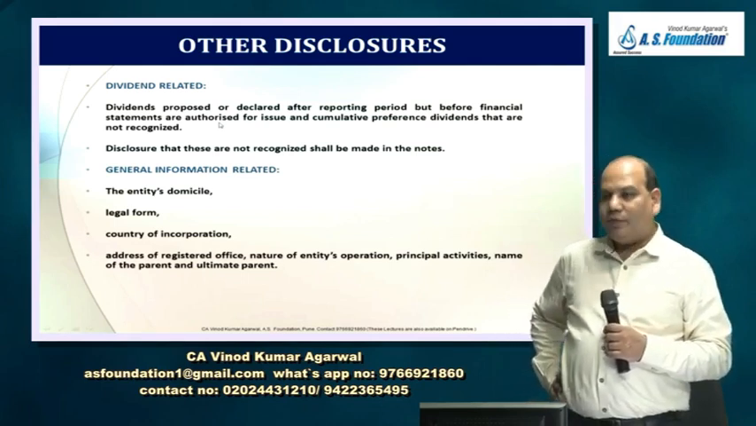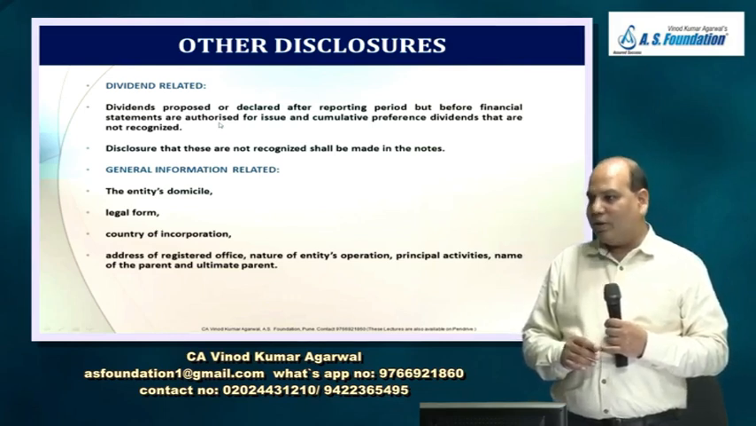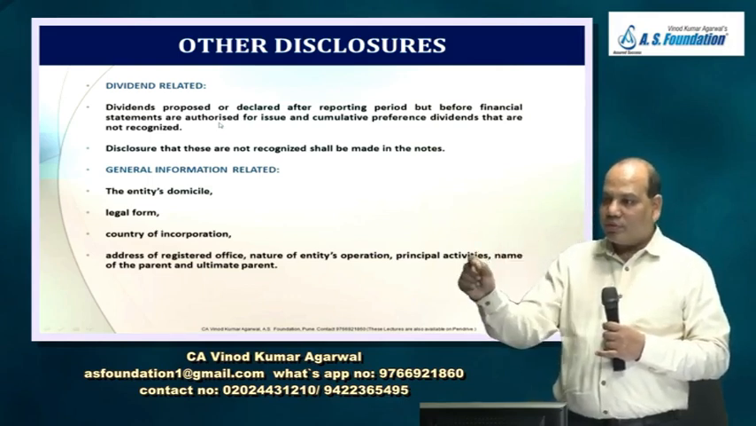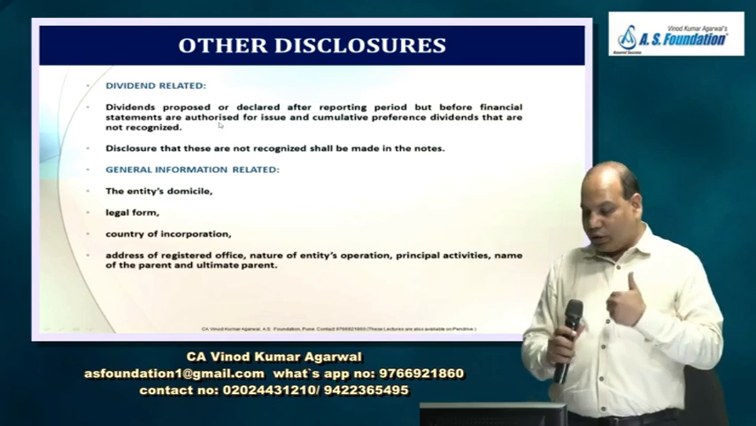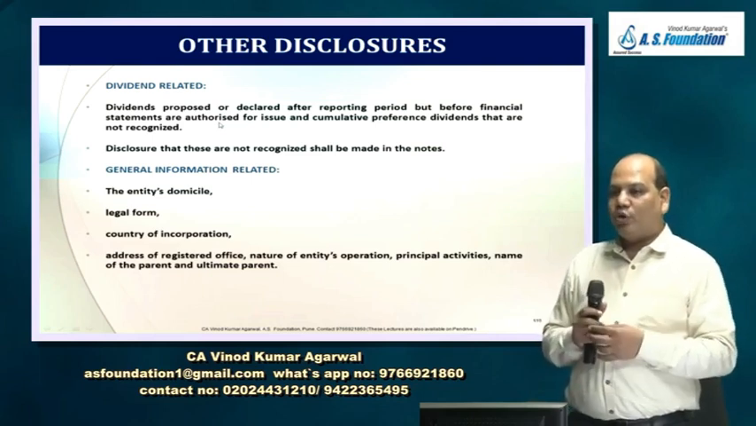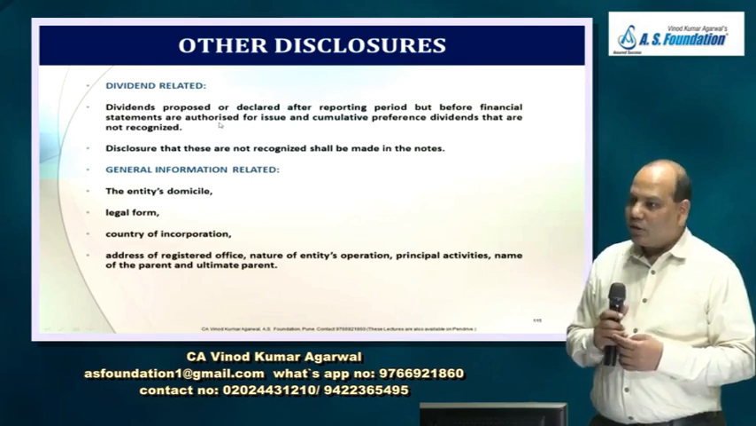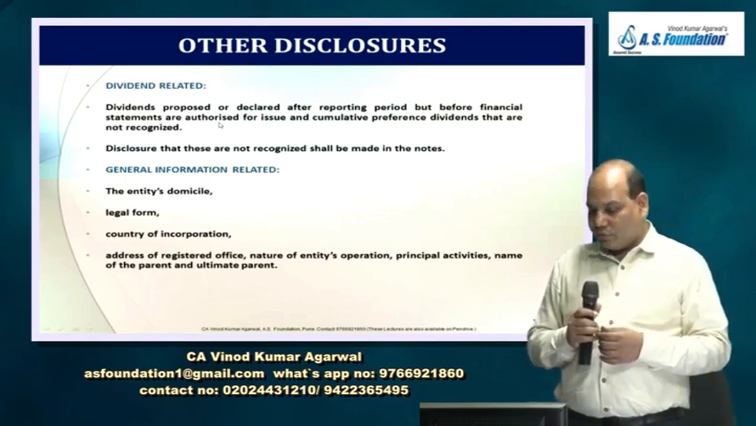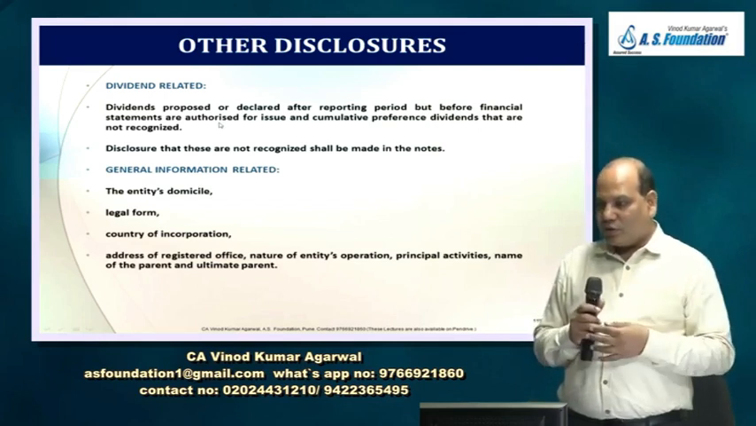Dividend proposed or declared after the reporting period will not be shown in the financial statement like SOCIE. They will only be disclosed in the notes that the company has proposed the dividend or declared the dividend. Accounting will be done, that is, the liability will be created only after it is properly authorized by the respective bodies like AGM. Before that you can't create a liability. Disclosure that these are not recognized shall be made in the notes, but at least you can inform the investor that the company is proposing 5 rupees per share as dividend.